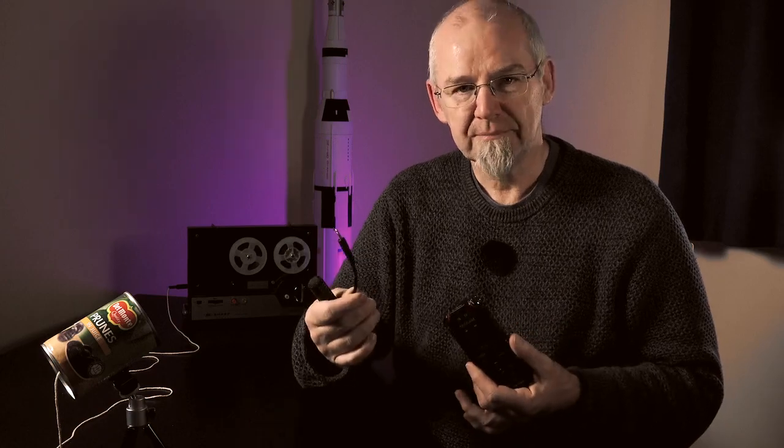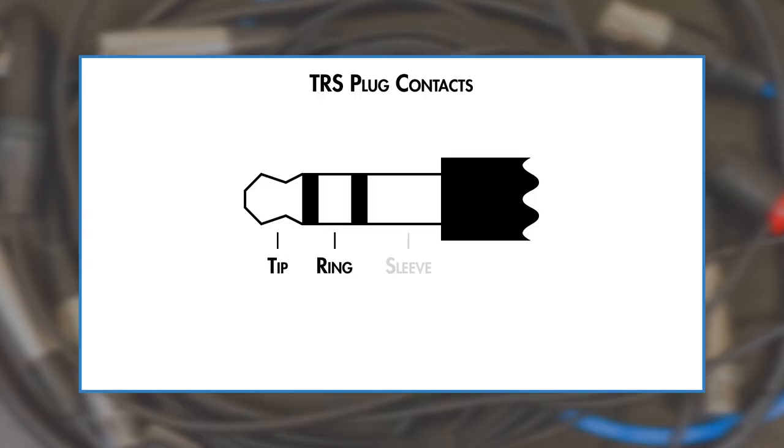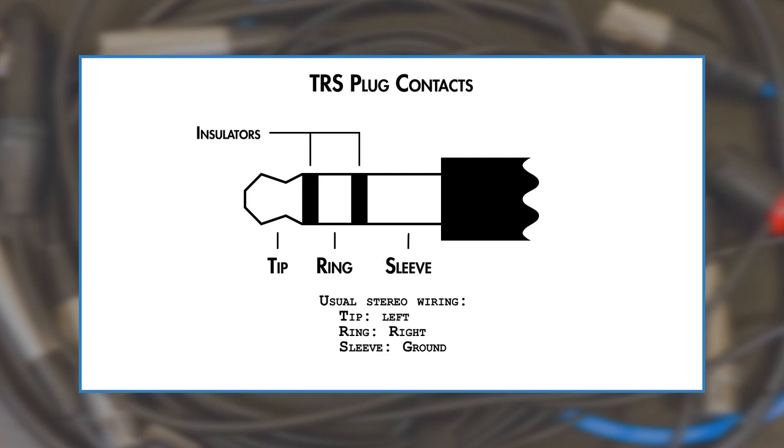The consumer system uses the very common 3.5mm TRS jack. You'll see these on headphones and all kinds of other stuff. TRS stands for tip, ring, sleeve. The tip is the left channel signal, the ring is the right channel signal, and the sleeve is the reference ground. A mono connection might just have tip and sleeve.